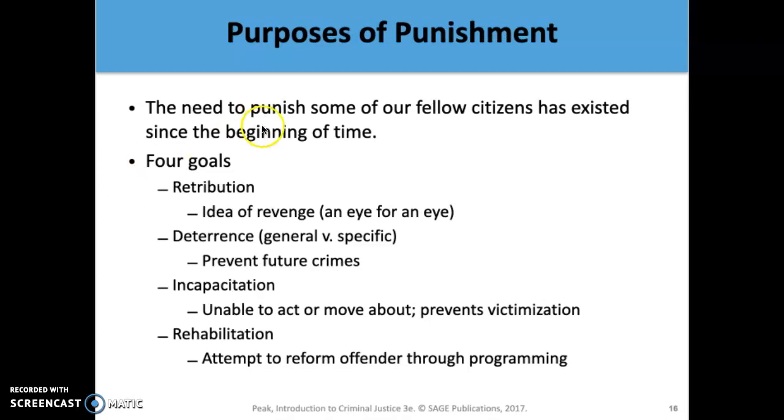I do want to spend just a minute talking about the purposes of punishment. There are 4 goals of punishment: retribution, deterrence, incapacitation, and rehabilitation. Retribution is an idea of revenge, an eye for an eye. Deterrence is to prevent future crime. In other words, punishment should act as a deterrent to the general population, okay? We also have general and specific deterrence. Specific deterrence is laws designed to prevent an individual from committing future crimes, and so those would be like your habitual offender laws, things like that. Incapacitation: you lock somebody up, you're removing them from society, which prevents victimization. And then rehabilitation is the ability to reform an offender through programming.